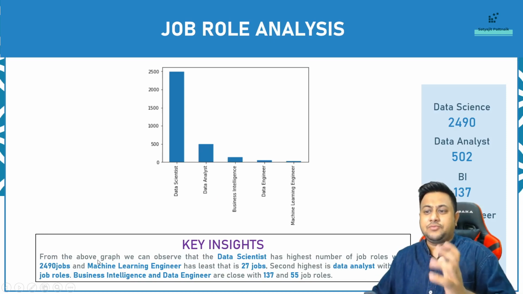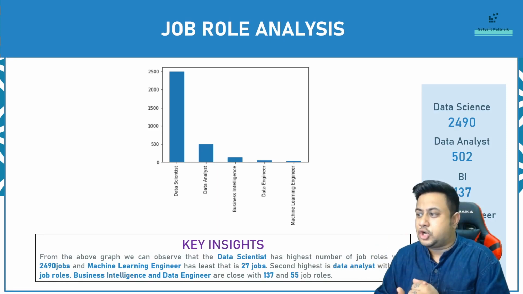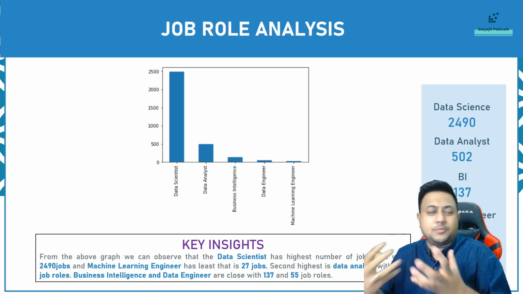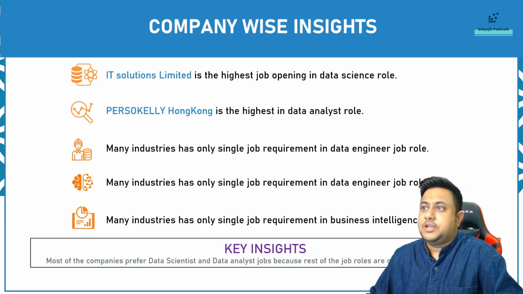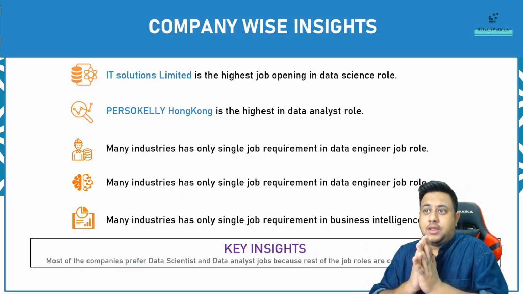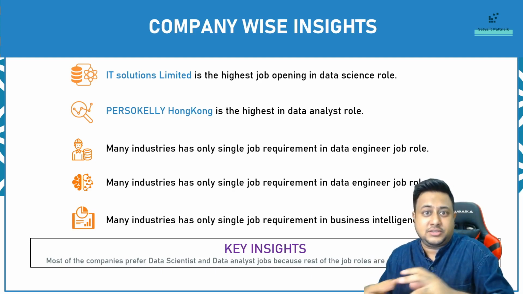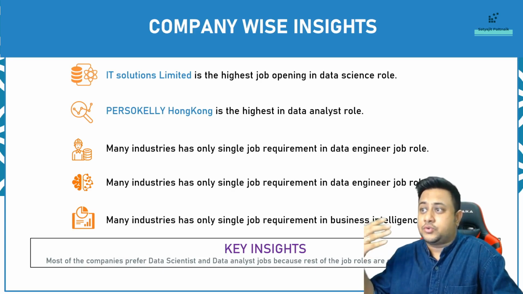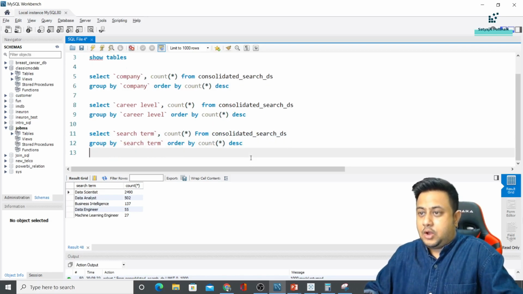From the above graph we can observe that data scientist has the higher number of job roles with so many jobs, and machine learning has the lowest with so many jobs. These are your basic insights from this data. Similarly, company wise insights. XYZ company has the highest job openings in data science roles. Let's try to check the results. Which company has the highest jobs in data science roles? So how can we find that?